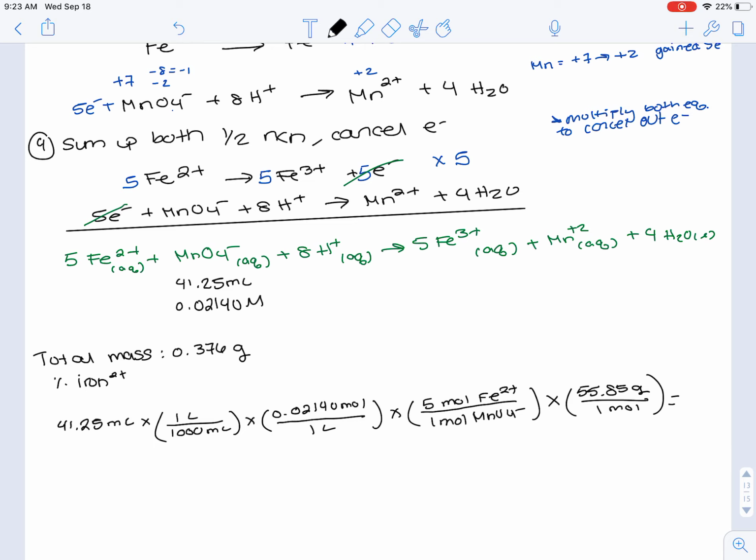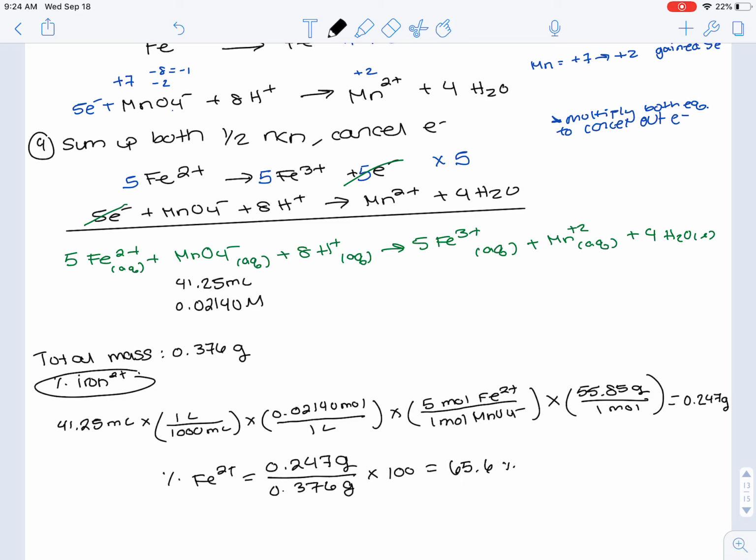41.25 divided by 1,000 times the molarity, 0.02140, times 5 times 55.85. And that gives me 0.247 grams, and that's not my answer yet since I want a percentage. Then the percent iron becomes 0.247 grams divided by the total, 0.376 grams, times 100, and that is equal to 65.56. I want 3 significant figures, so 65.6% iron. And then that's it.